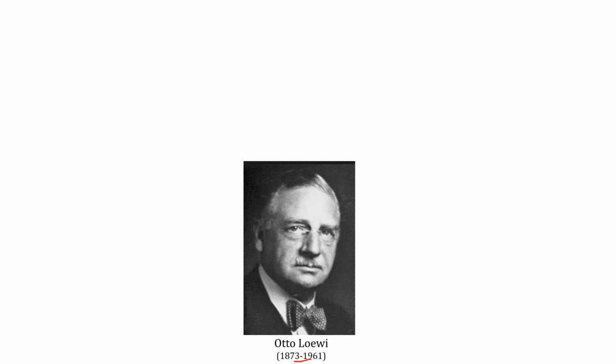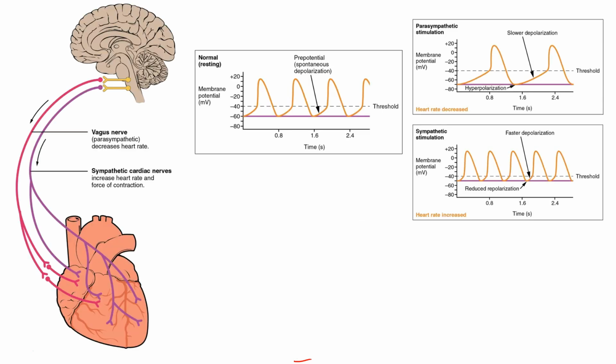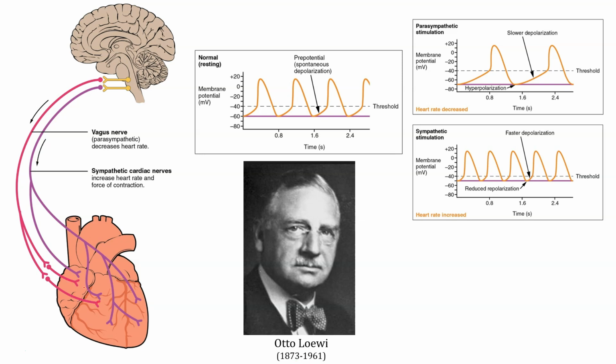But what they didn't know, if we go back to this picture, is whether the effect of the parasympathetic nerve on these cells was strictly an electrical one, or if it was a chemical one. Was the parasympathetic nerve literally just a wire plugging into the heart and changing its heart rate, or was it releasing some sort of chemical which then acted on the heart to change its heart rate? This was the mystery that Otto Loewi was wondering about.